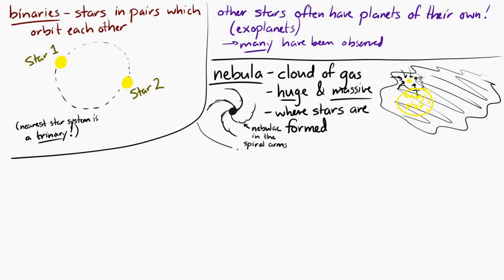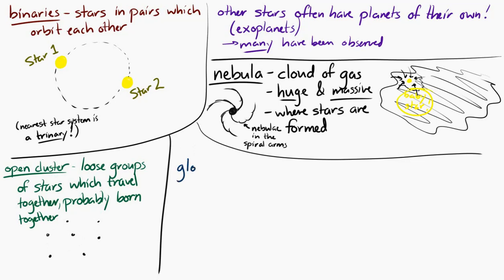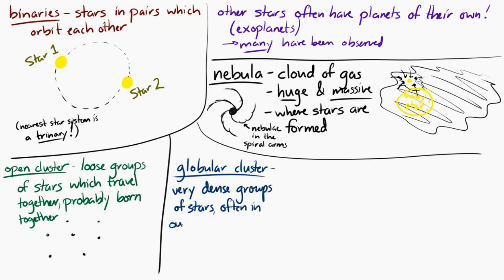There are also things called open clusters. These are loose groups of stars that travel together and were probably born together and are kind of a group that travel along. There's also globular clusters. These are much more dense groups of stars that travel together, and they're often seen just outside of galaxies. So for example, in the Milky Way, just outside of that big disk making up the Milky Way, there's globular clusters all over the place.